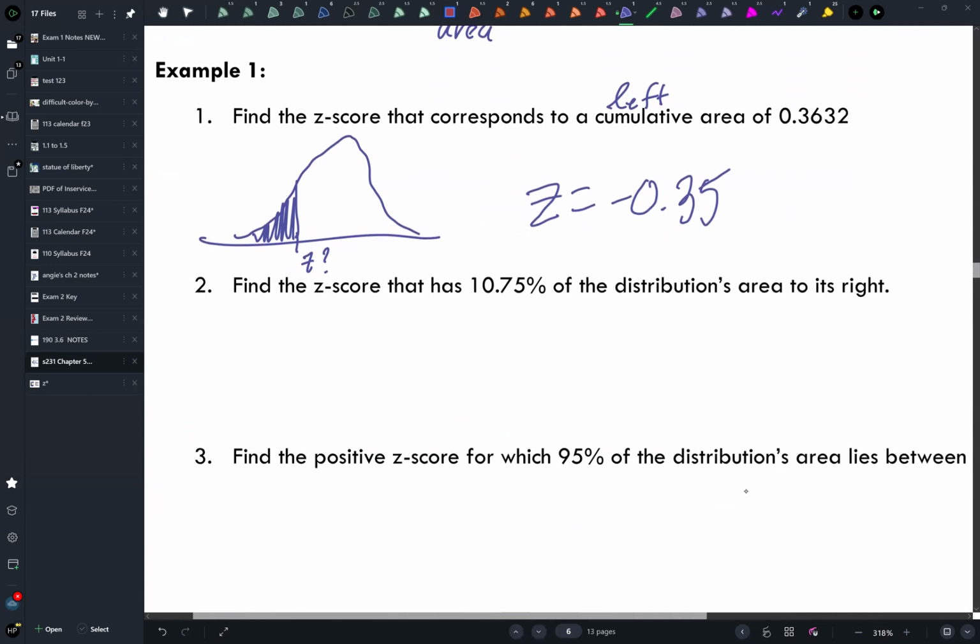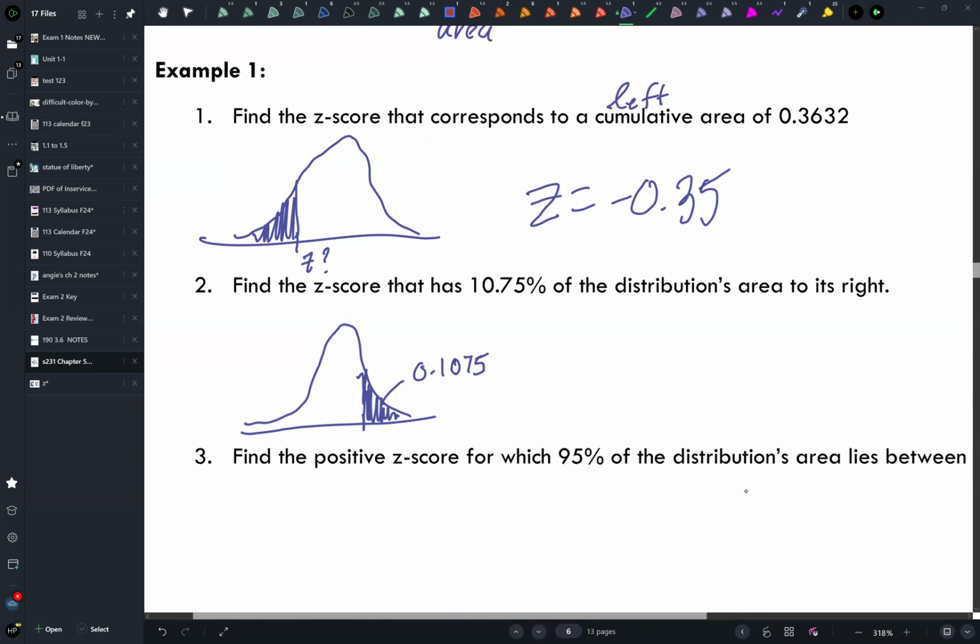Okay. Find the z-score that has 10.75% of the distribution's area to its right. Let's draw. We always like to draw these bell curves to get an idea of what area we're finding. I know that my entire area is 1, so 10.75% of 1 is going to be 0.1075. But this is area to the right, not to the left. So 0.1075.